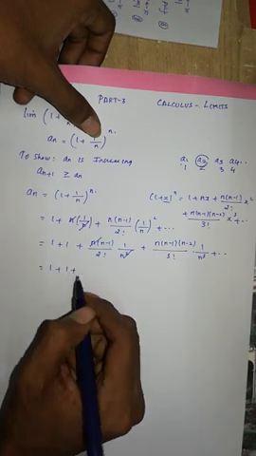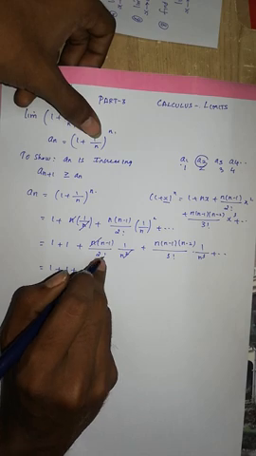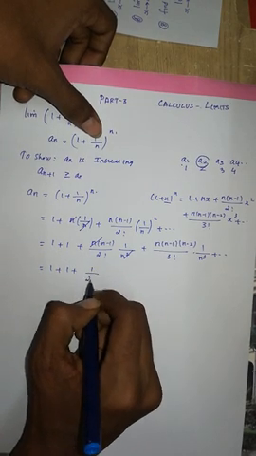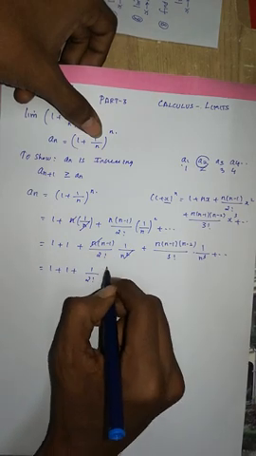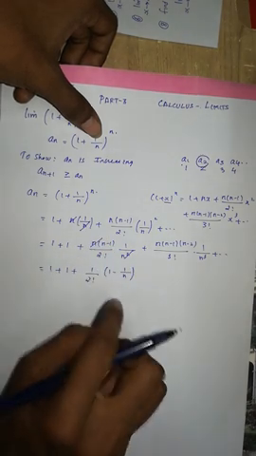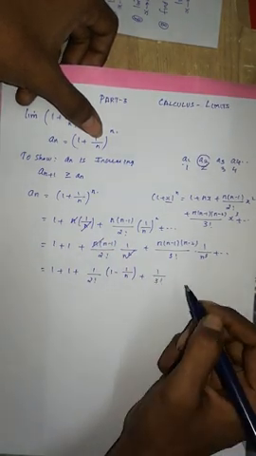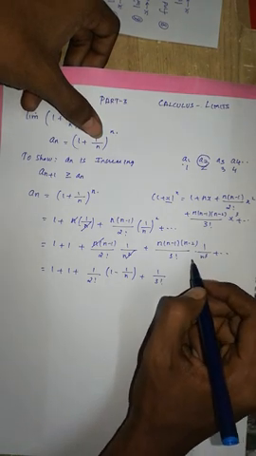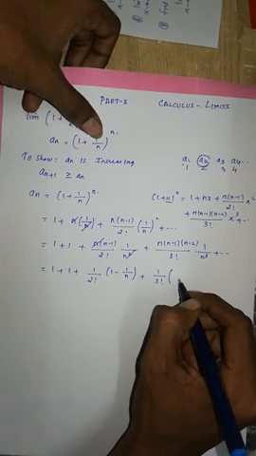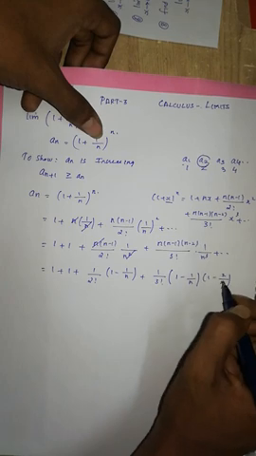1 plus I have n minus 1 by 2 factorial. So I can write n minus 1 by n as 1 minus 1 by n. Now here 1 by 3 factorial, so I can write this as 1 minus 1 by n, 1 minus 2 by n.